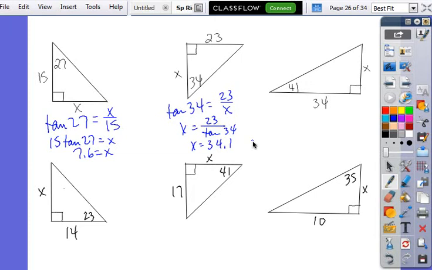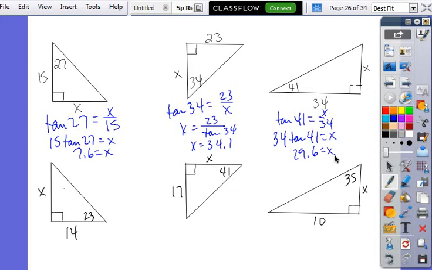How would I set up the third one? Tangent of 41 equals X over 34. I see the number in the bottom. Oh, numbers in the bottom, I multiply. What is that? 29.6. Go to the fourth one here.